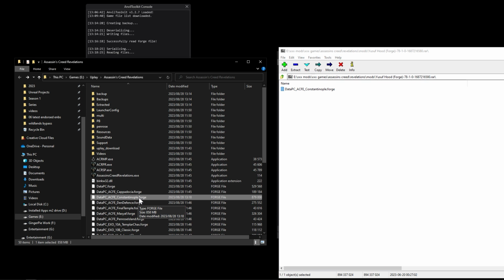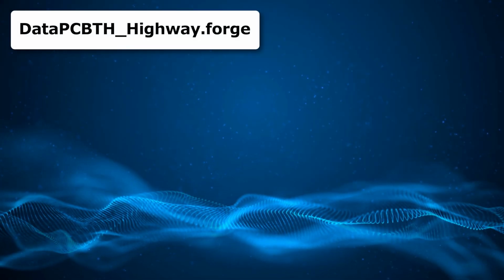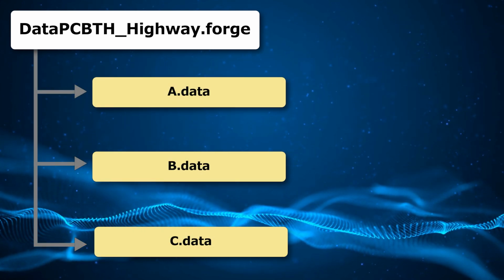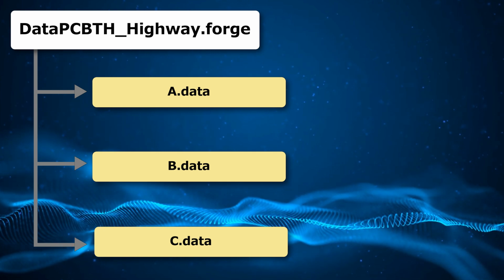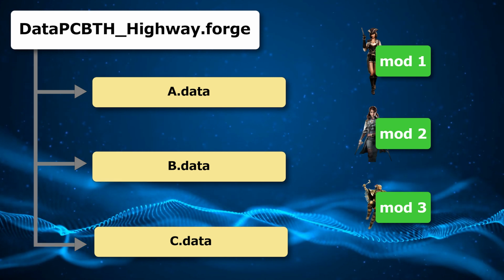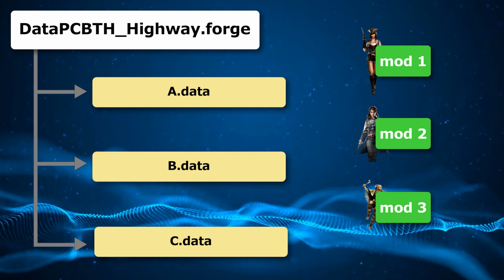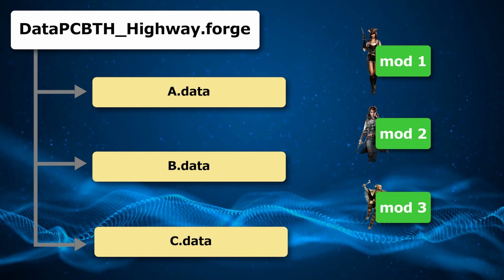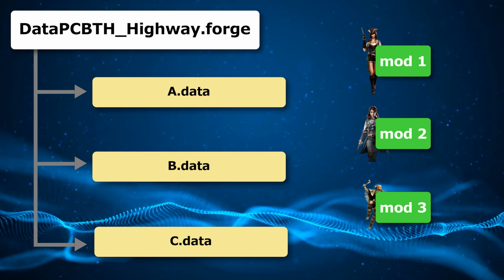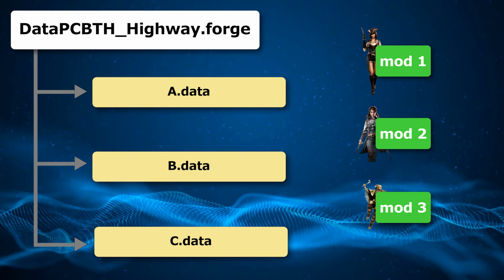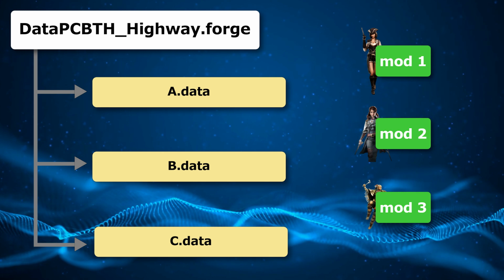And the way I'll explain that is like this, through a visual representation. Oh look, it's a forge file. Let's go into it. Inside the forge file are data files. Now, let's go to our 3 favorite mods. For simplicity's sake, all 3 mods have 3 different outfits. In the forge file, there is a data file named A, there's a data file named B, and there's a data file named C. And each A, B, and C correspond to the in-game outfit, which is represented here.